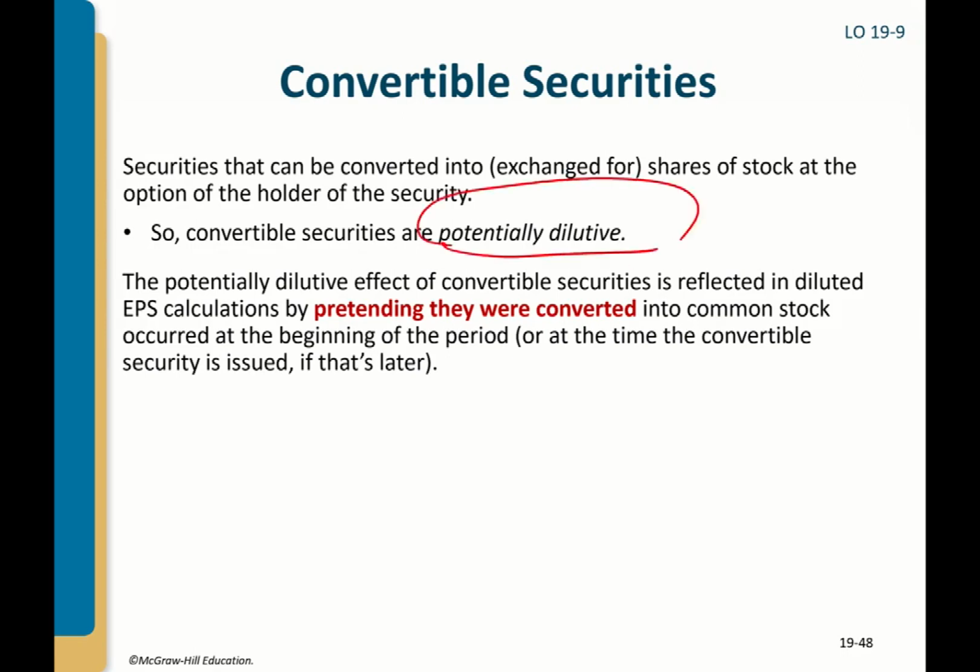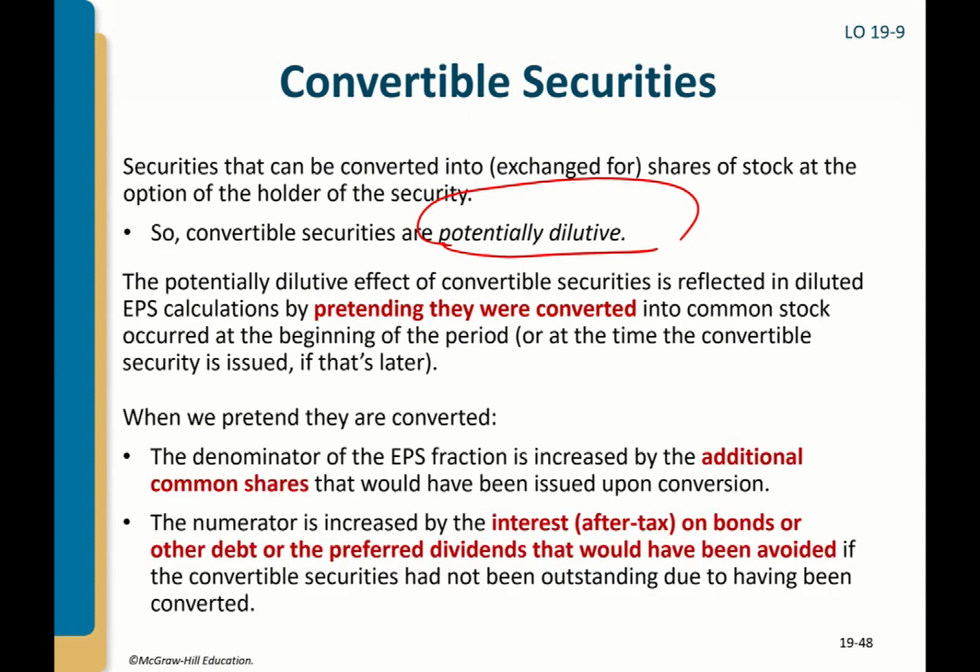However, the potentially dilutive effect of the convertible securities is reflected in diluted EPS calculations by pretending they were converted into common stock at the beginning of the period. In other words, no matter whether you convert it or not, we assume it is already converted into common stock. So when we pretend they are converted, the denominator of the earnings per share fraction is increased by the additional common shares that would have been issued upon conversion.